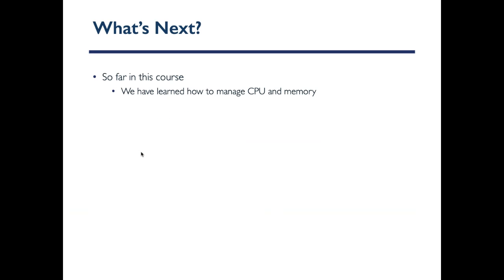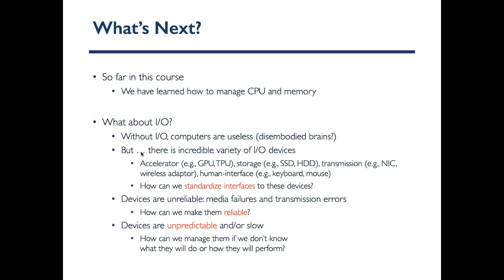Okay, so far, what have we learned? We have learned how to manage CPU and memory. That's basically pretty much what we've seen so far. Next, we're going to actually focus on I/O. Without I/O, computers are basically useless. It's kind of like if you have brains without bodies. I/O is how computers interact with the outside world.